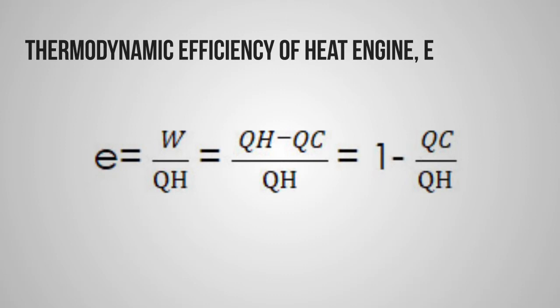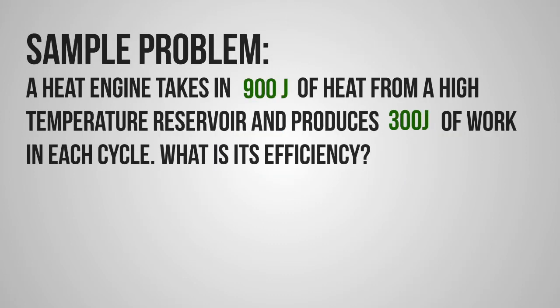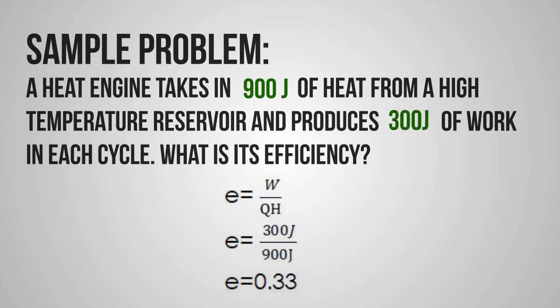Sample problem. A heat engine takes in 900 joules of heat from a high temperature reservoir and produces 300 joules of work in each cycle. What is its efficiency? Efficiency, E is equal to W over QH. E is equal to 300 joules over 900 joules. The efficiency is equal to 0.33.